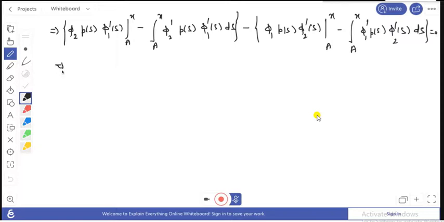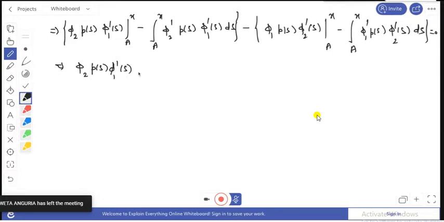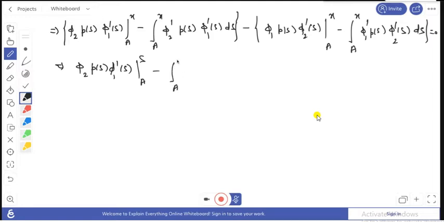So this implies you can write phi 2 ps phi 1 prime s, and limits are a to s, minus the integral a to x phi 2 prime s, ps phi 1 prime s ds, minus phi 1 ps phi 2 prime. This is a to x, and this is minus and minus plus.